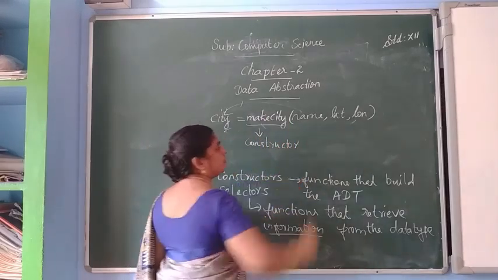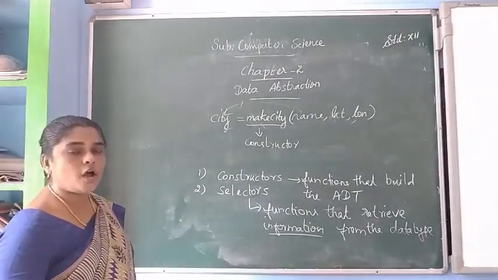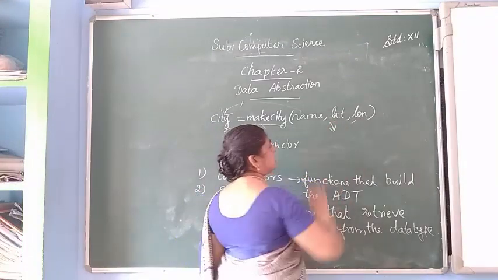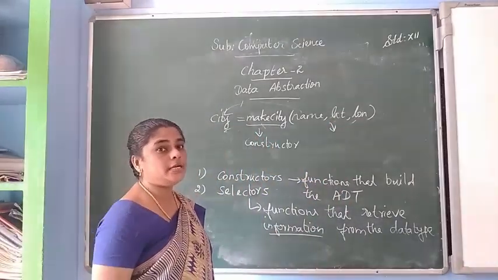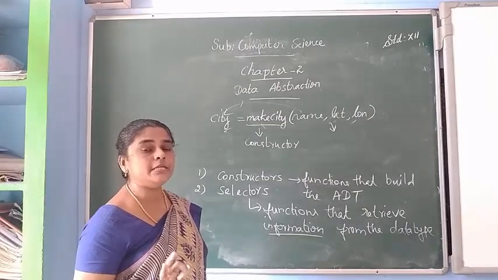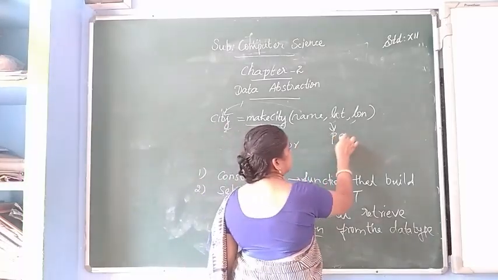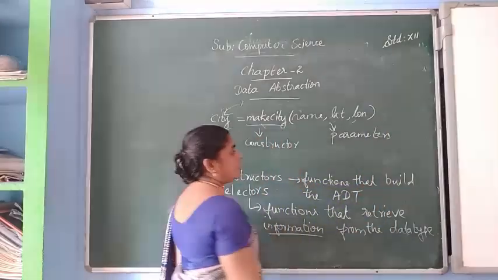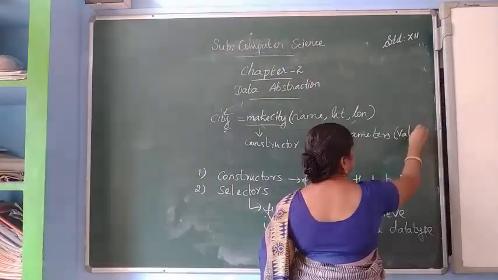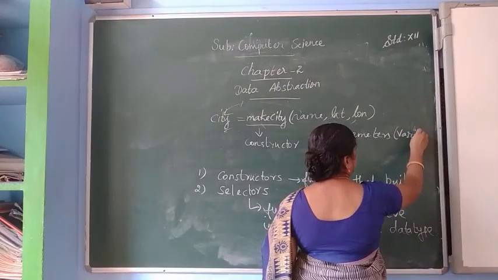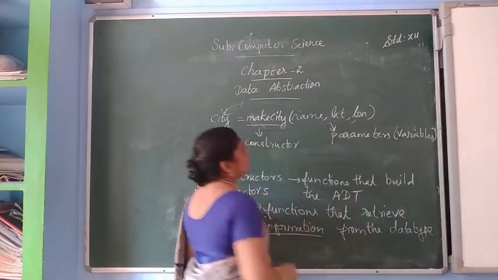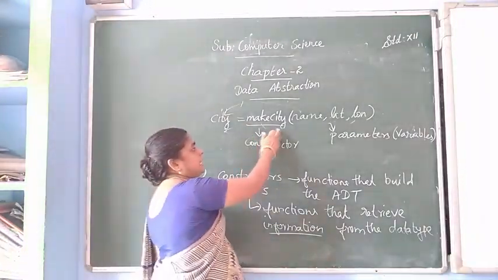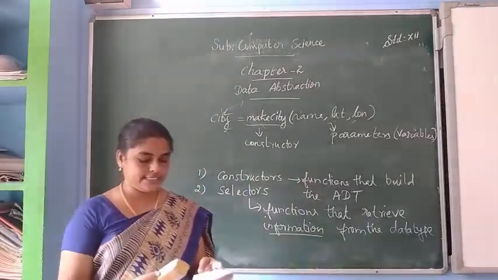So what are the three, name, latitude and longitude, known as? Yesterday, in the first lesson, we studied this. Usually you can say variables. Here, using a function, variables are known as parameters. So name, latitude and longitude are the parameters. Here make city is the constructor.